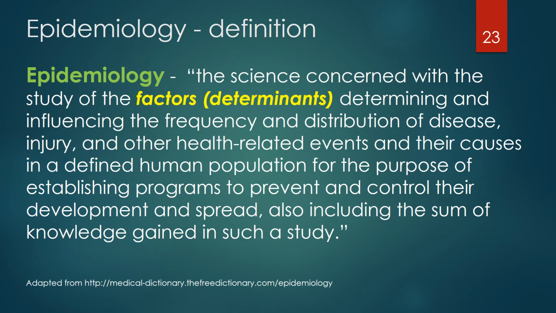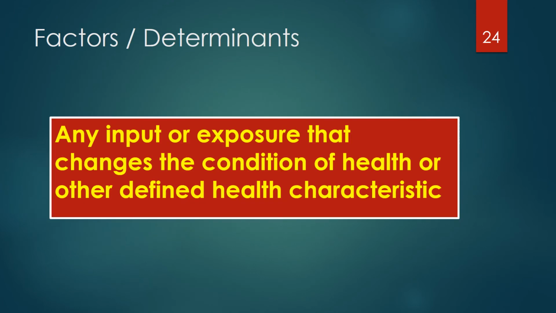Next, let's consider the term factors or determinants that influence the frequency and distribution of health issues. Factors or determinants mean any input or exposure that changes the condition of health or other defined health characteristic. This could include biologic agents like bacteria, parasites, viruses, prions, chemicals like toxic pesticides, carcinogens, and lifestyle factors like exercise, stress, diet. The impact of exposures include things like concentration of an agent, time of exposure to an input, like the amount of sun exposure associated with skin cancer, or number of bacteria that are associated with disease onset. For example, Salmonella generally requires exposure to many organisms to cause disease, where Shigella requires very few.